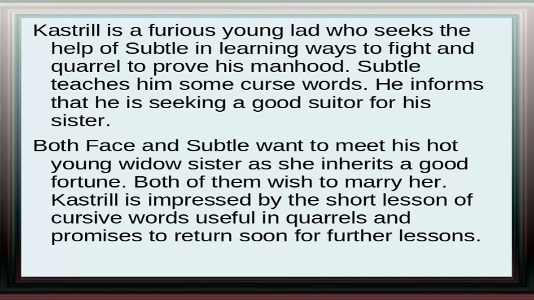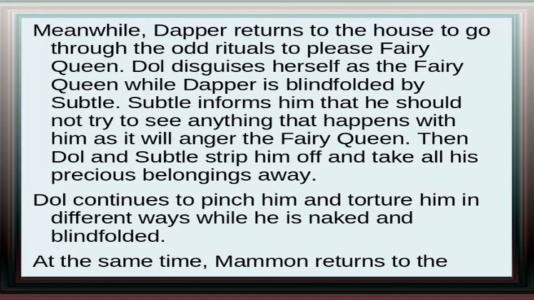Meanwhile, Dapper returns to the house to go through the odd rituals to please Fairy Queen. Doll disguises herself as the Fairy Queen, while Dapper is blindfolded by Subtle. Subtle informs him that he should not try to see anything that happens with him, as it will anger the Fairy Queen. Then Doll and Subtle strip him off and take all his precious belongings away. Doll continues to pinch him and torture him in different ways while he is naked and blindfolded.